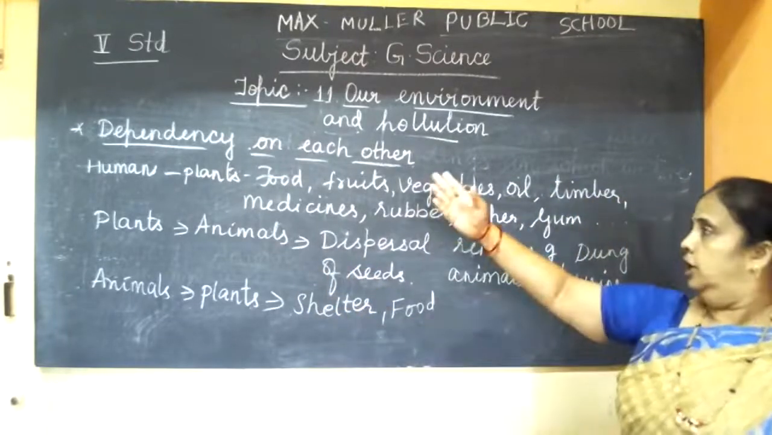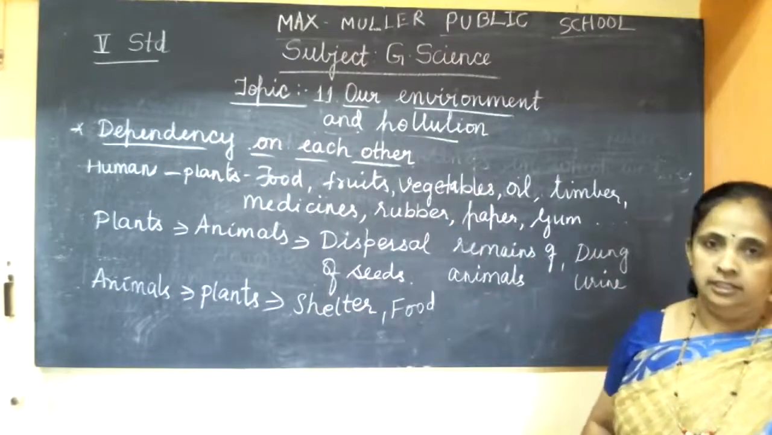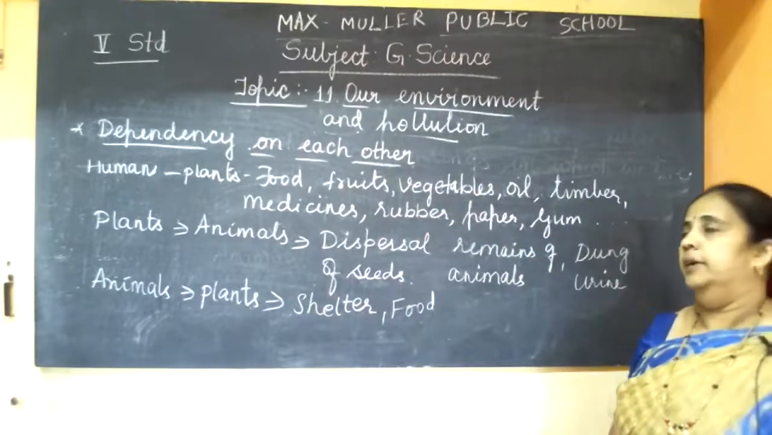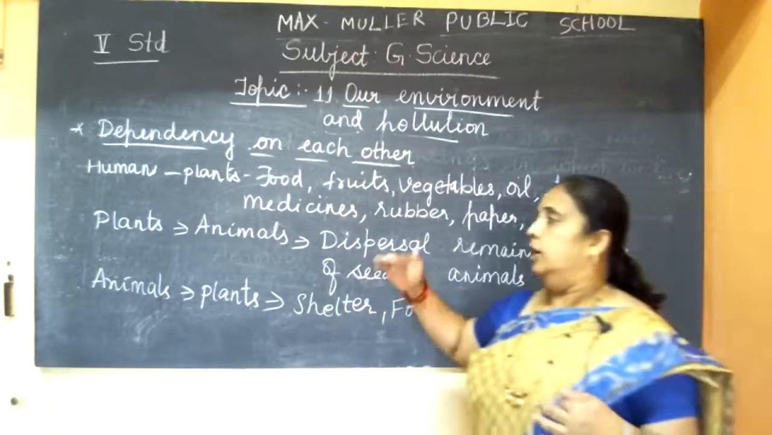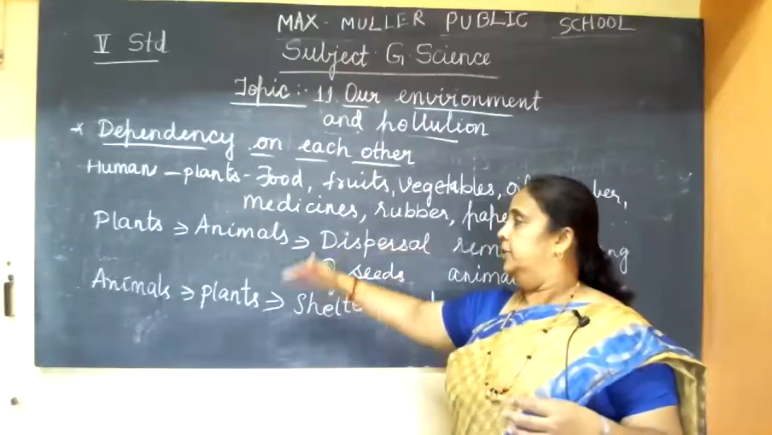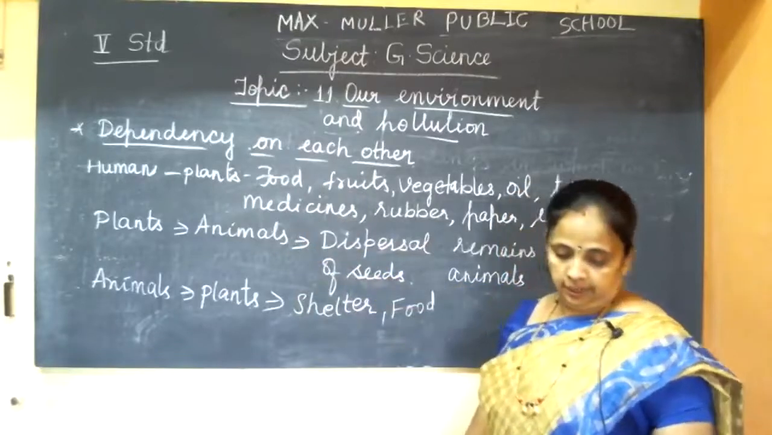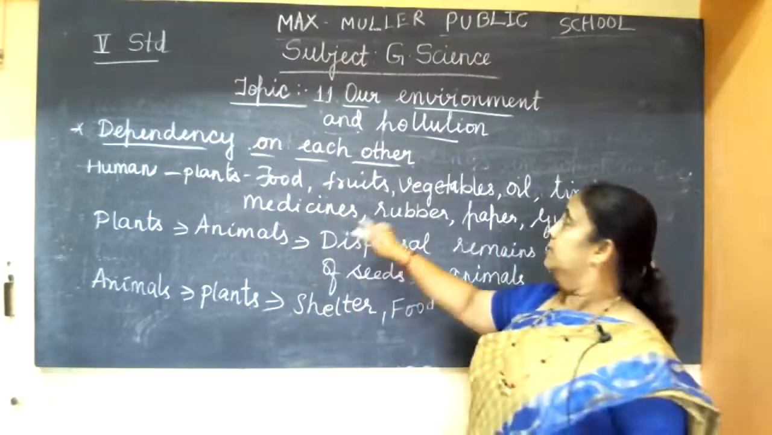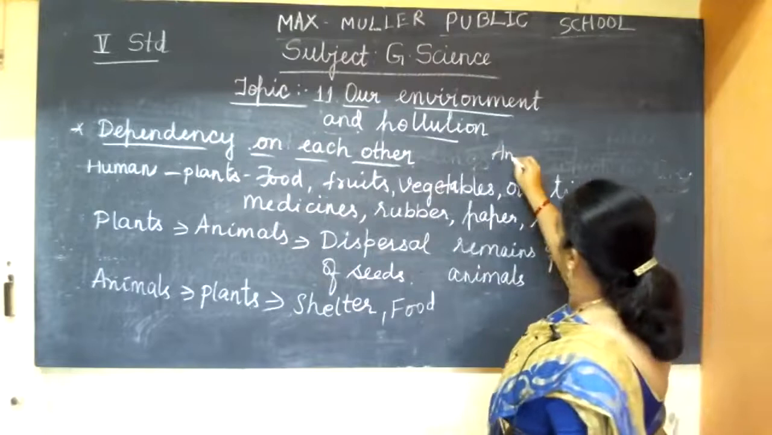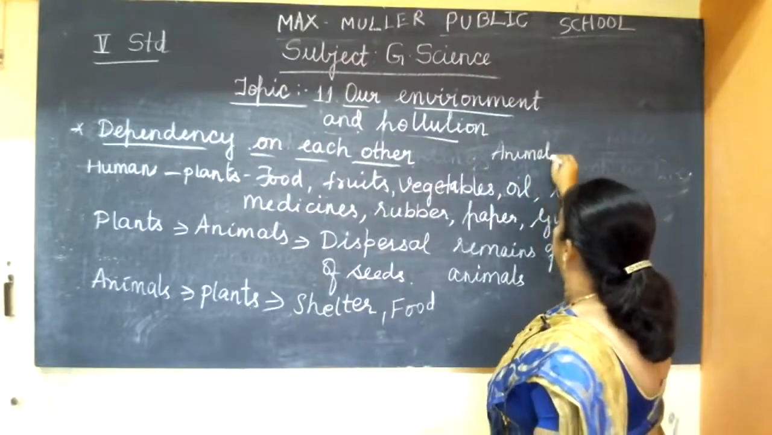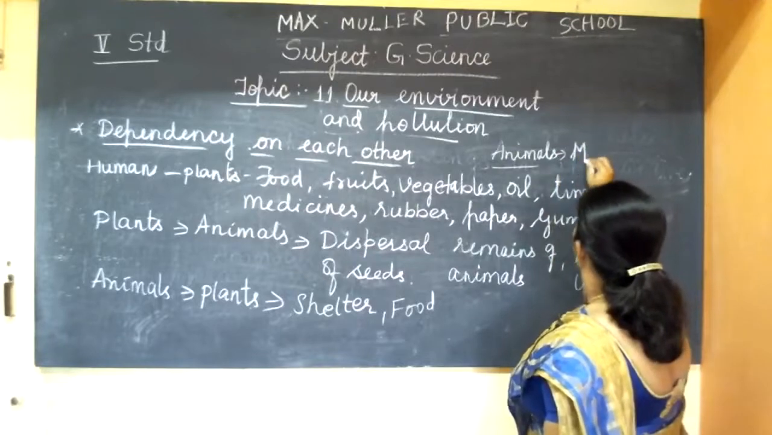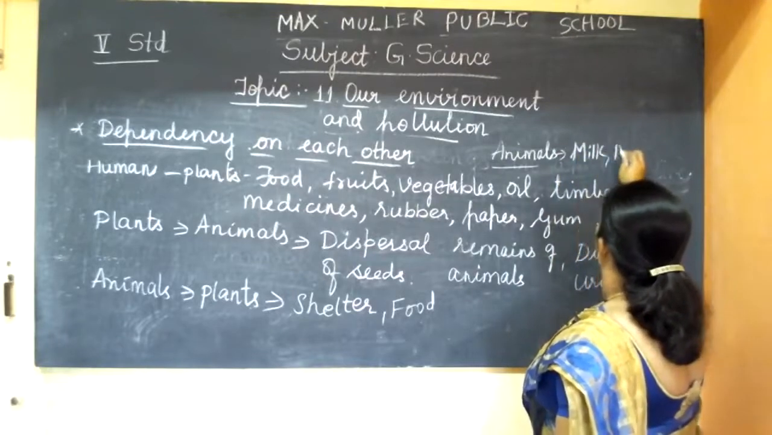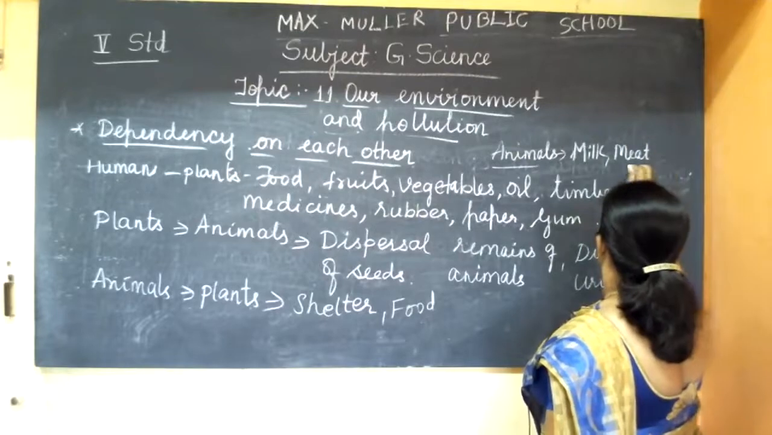So by this, you learn that there is dependency on each other. Human beings are dependent on plants and animals. Animals are dependent on plants. Plants are dependent on animals. Now, how are humans dependent on animals? We are also dependent on animals, is it not? So again, it is milk, meat, eggs.